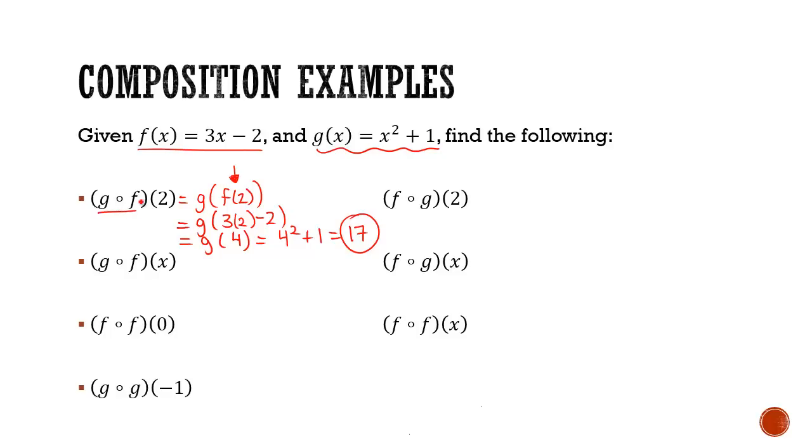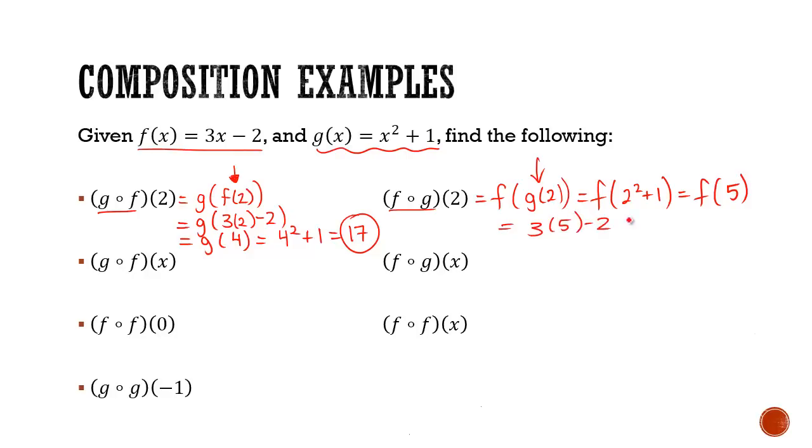What if this was written the other way? F of g of 2. Would it be the same thing, do you think? Let's try it out. Now, g of 2 is the input for f. So we have to complete g of 2 first. G of 2 is 2 squared plus 1, which is 4 plus 1, which is 5. So now that means we're going to take 5 and put it into the function f, which is 15 minus 2, which is 13.